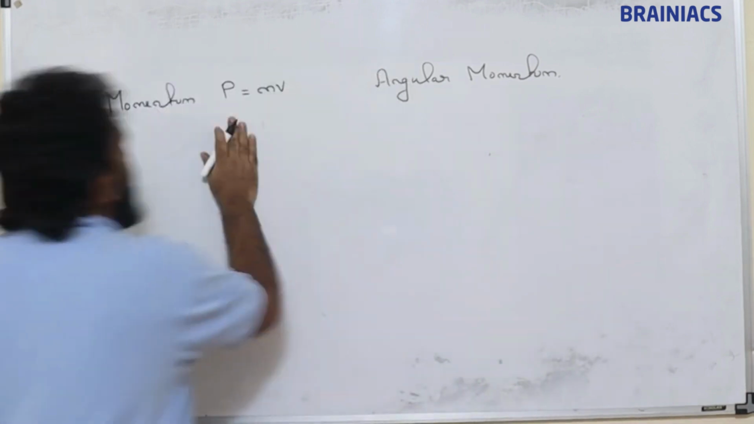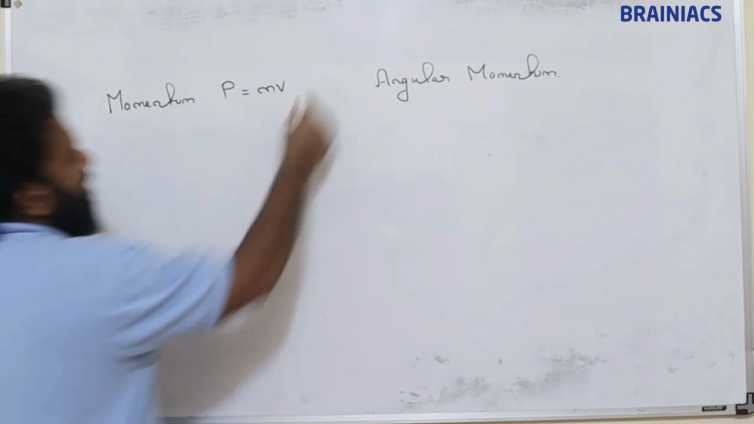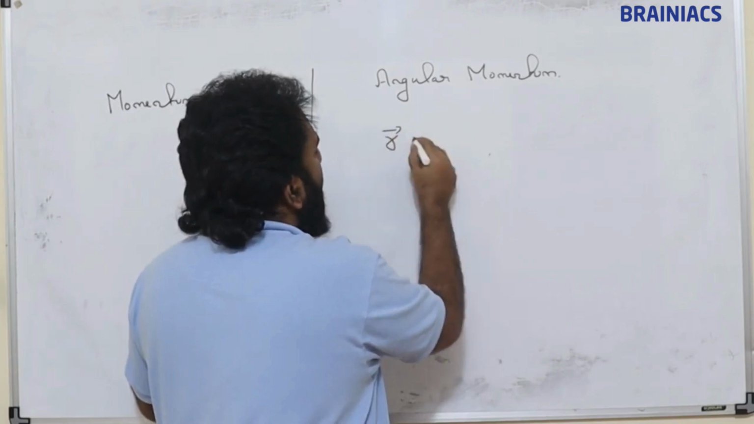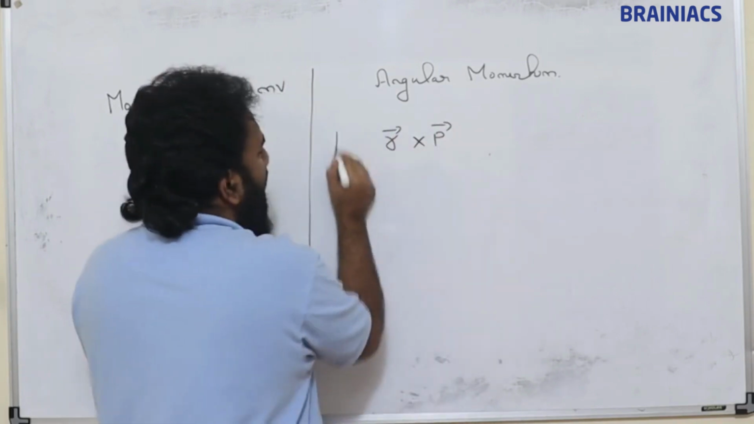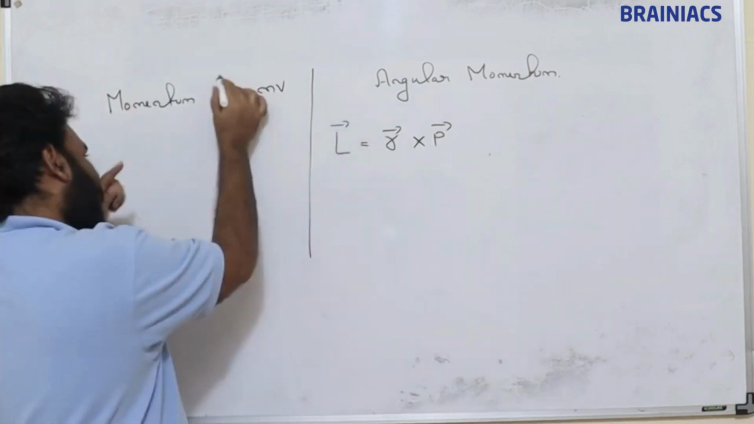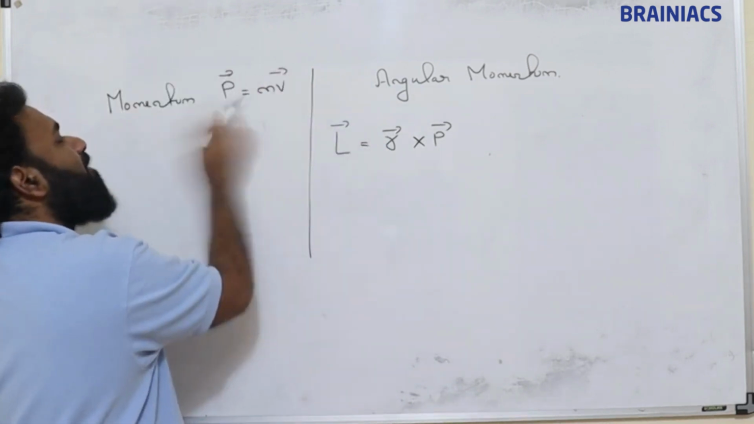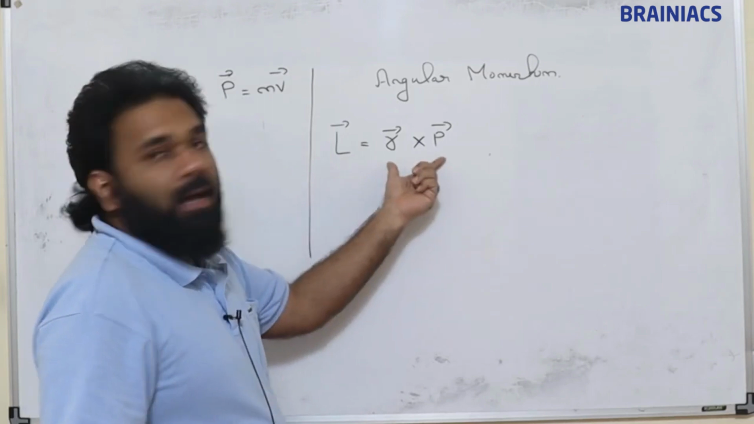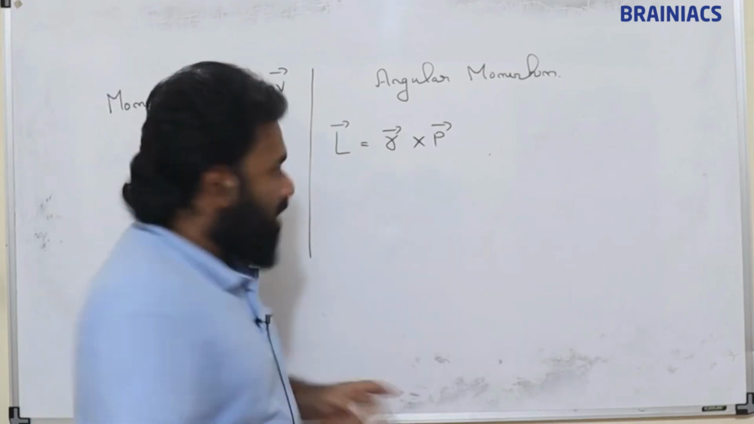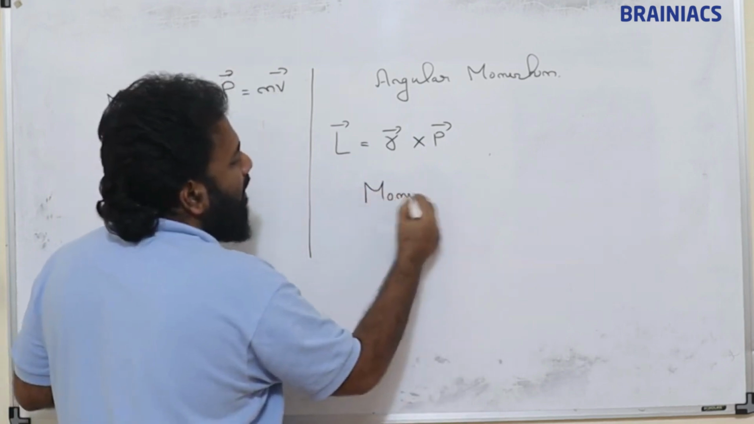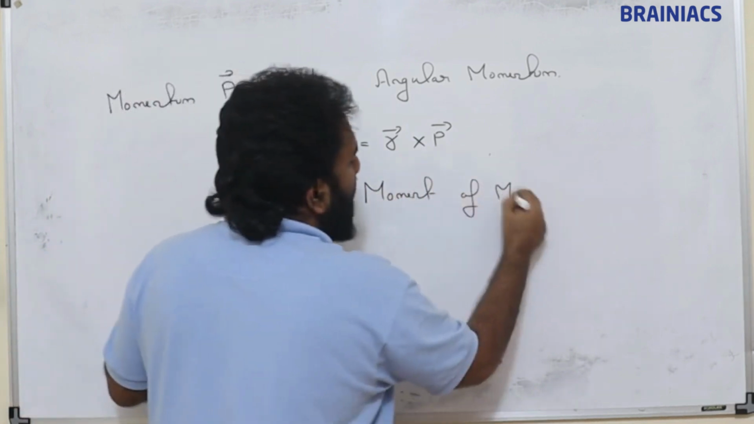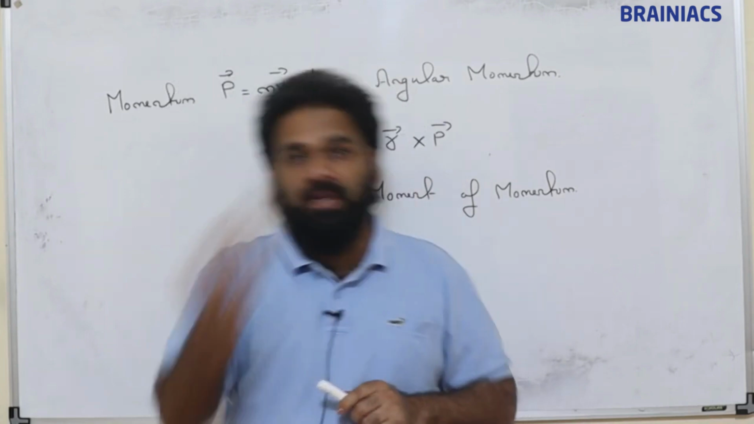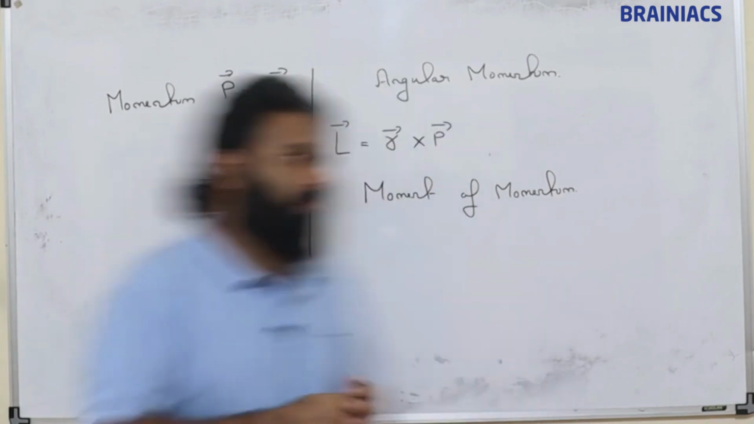Momentum p is equal to mv. Angular momentum is actually r cross p. Linear momentum is denoted as p, and angular momentum is denoted as L. L is r cross p. This is also called the moment of momentum, or we can say the rotational effect of momentum.